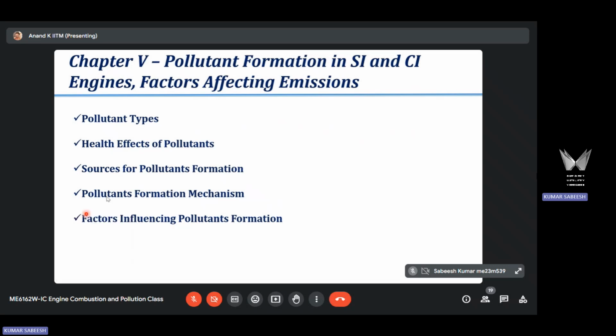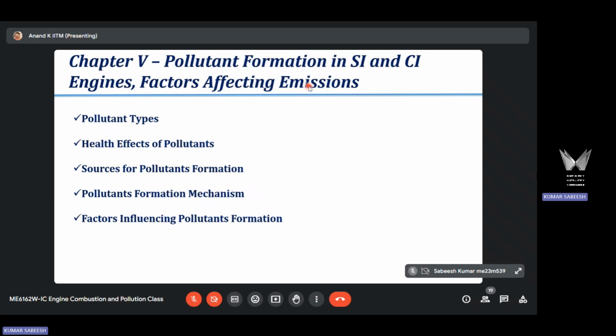Okay, so welcome back to this class on IC engine combustion and pollution. We are in second module now. We are in emission module. Combustion module is done. In the second module, the first chapter is about pollutant formation in SI and CI engine. So we are going to discuss the factors affecting pollutant emissions from IC engine.